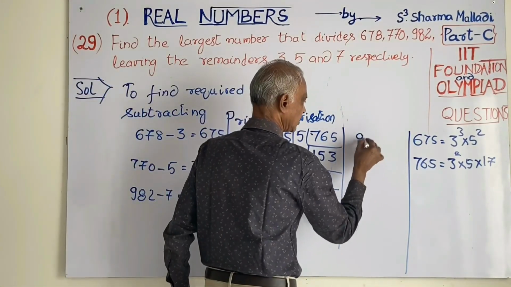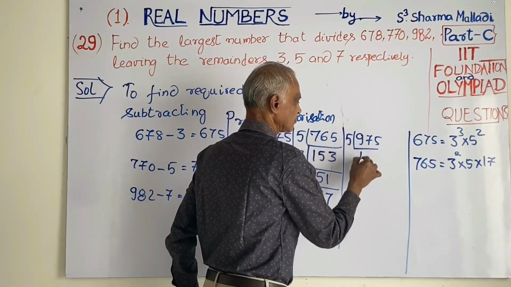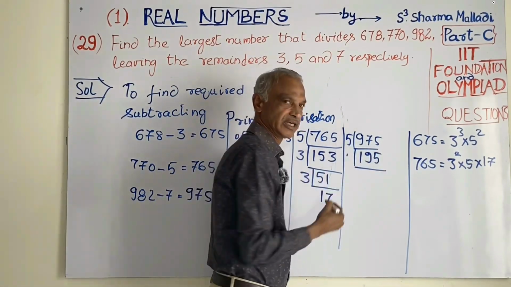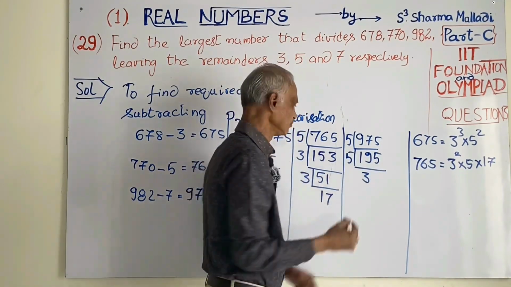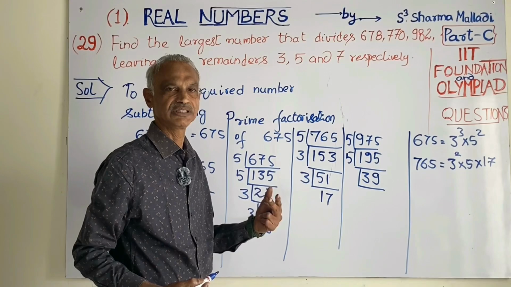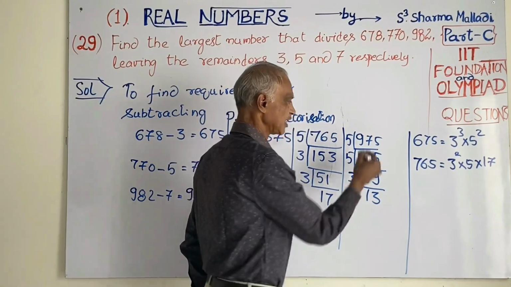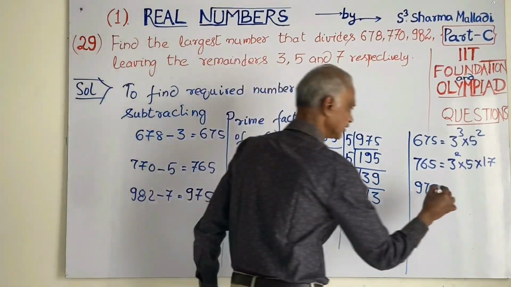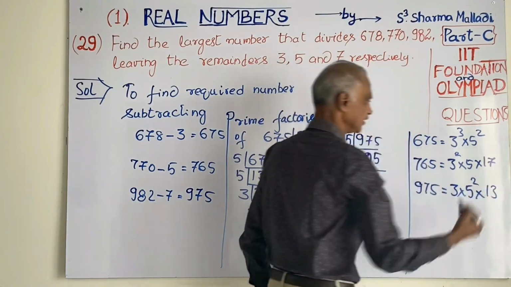Next, 975. Since the last digit is 5, I will divide with 5. 5 nines are 45, 5 fives are 25. Again we can divide with 5. 5 threes are 15, 5 nines are 45. Next 39 is there. You can divide with 13, 3 thirteens are 39. So 975 is 3 into 5 square into 13. What is HCF?